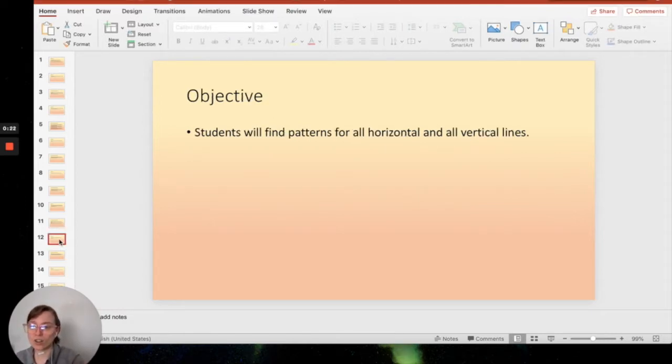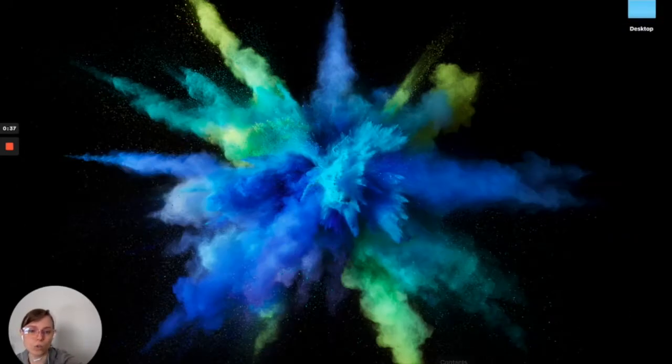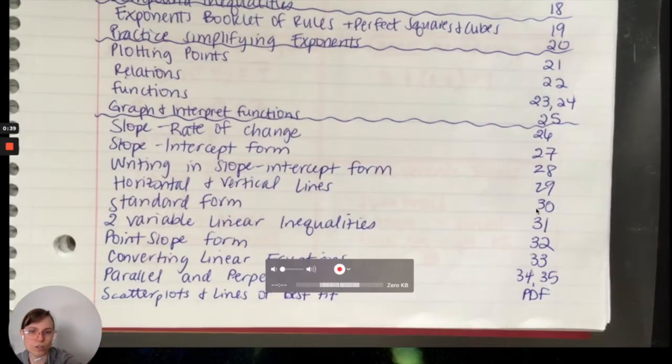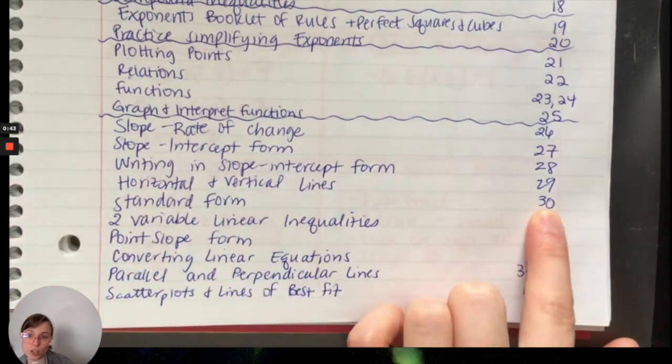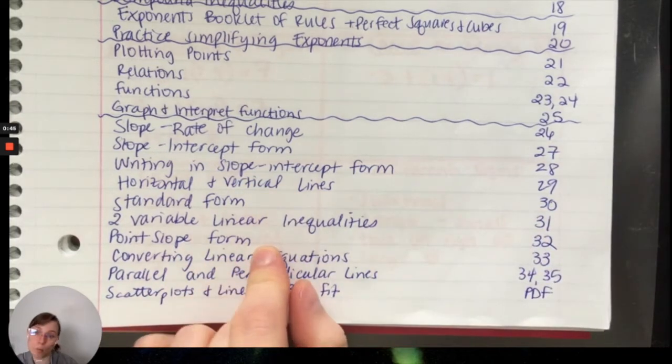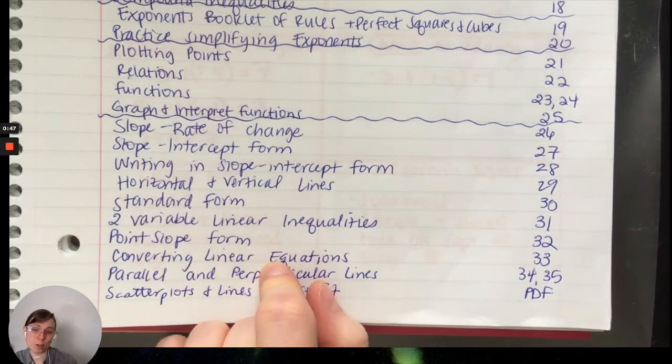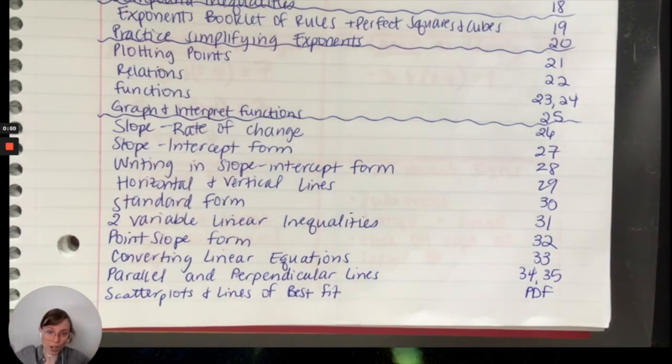So we already did horizontal and vertical lines. We are now doing standard form. We've spent 2 lessons on slope-intercept form. There are 3 forms in total. So we did slope-intercept form. We're now on standard form, which is page 30, and then in 2 lessons we will see point-slope form, and then we'll convert between all 3 of them. So FYI, we're on page 30.